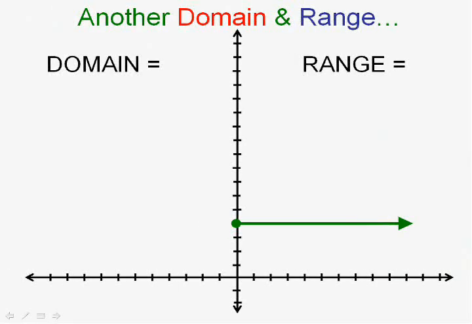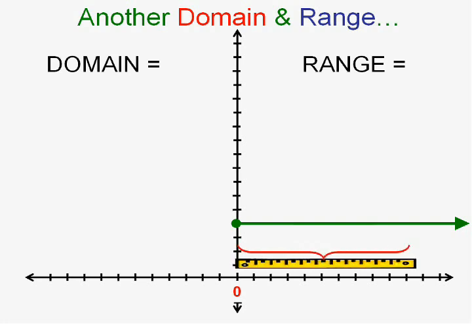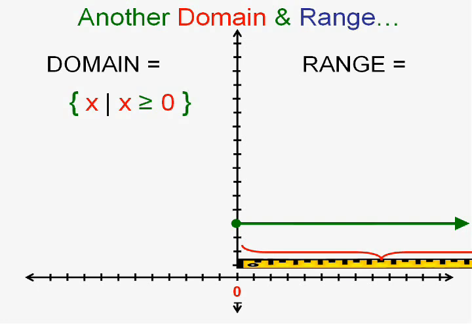Alrighty then. Let's try another. Now this green graph is going to have a domain defined by all the possible x's. Once again, we're going to go from left to right. Our lowest x is 0. Our highest x goes on forever. So we're going to have to use inequality notation again: the set of all x's such that x is greater than or equal to 0, and that sends it on into infinity.